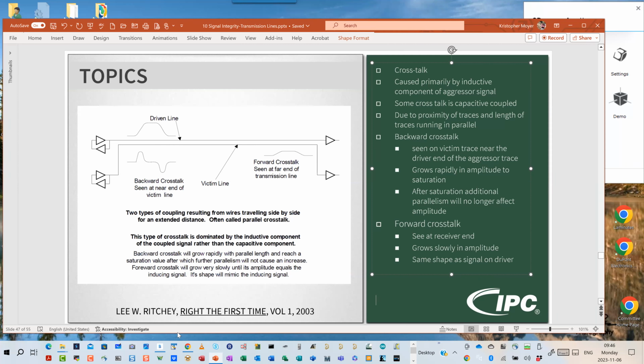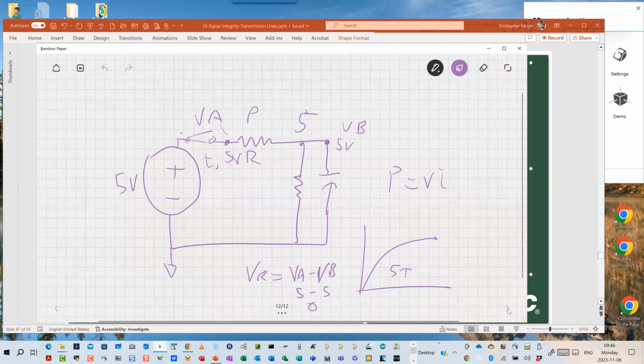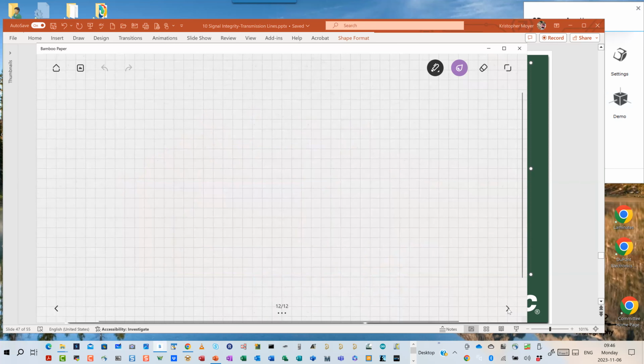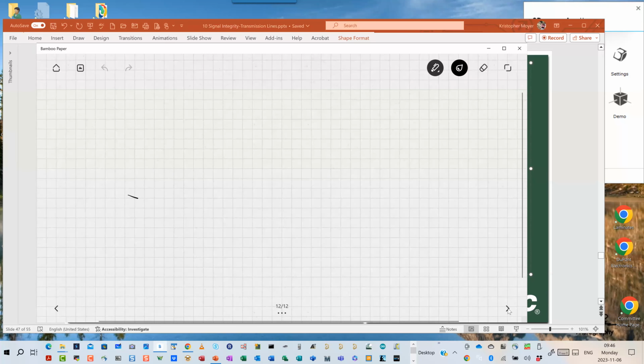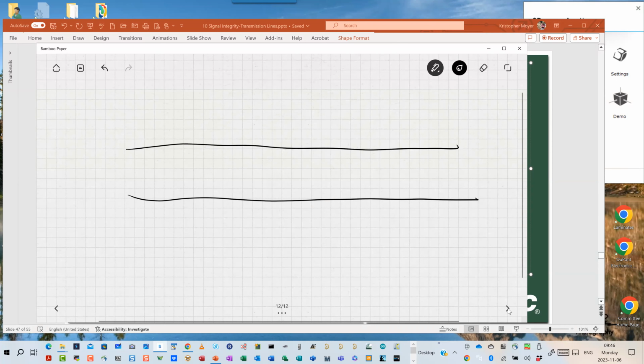And now, how does this happen for us? So let's take a look at a signal right here. Let's say I have two traces running in parallel right here, and I'll do my black ones right here. So I go over here.